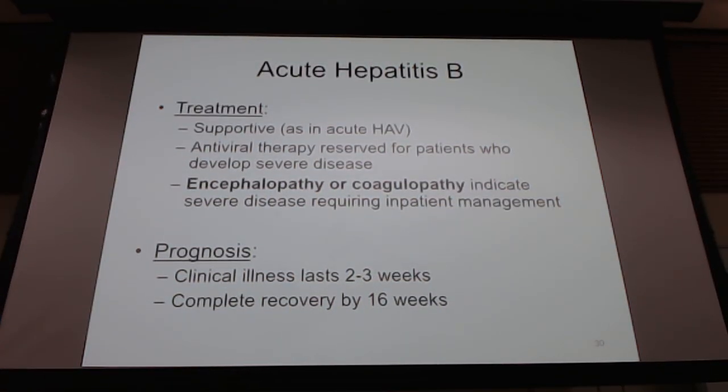So supportive treatment again, antiviral for people that have severe disease, people that are already immunocompromised. Maybe that person already has underlying cirrhosis or other problems with their liver or carcinoma. So we get very concerned about that progressing to encephalopathy and coagulopathy. We'll get into that a little bit later. Usually prognosis, critical illness, 2 to 3 weeks, complete recovery within 4 months.